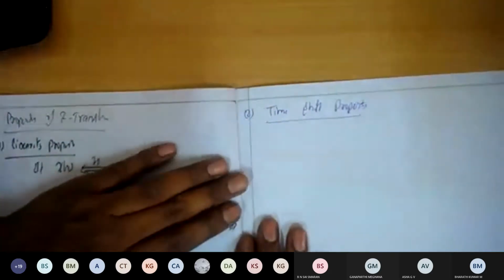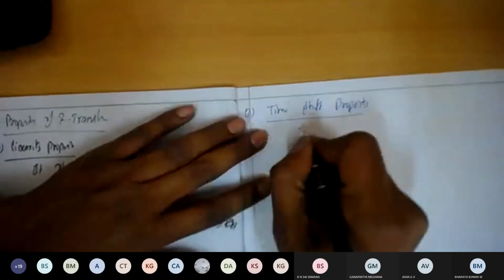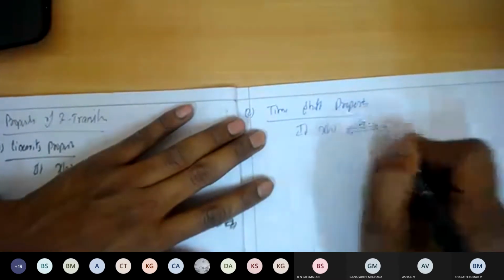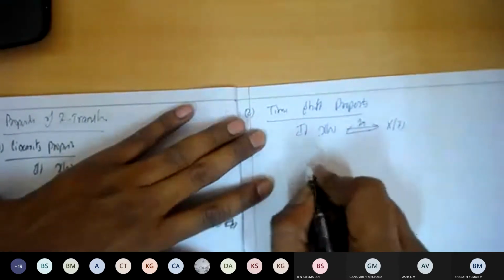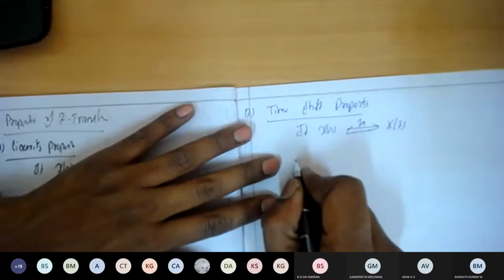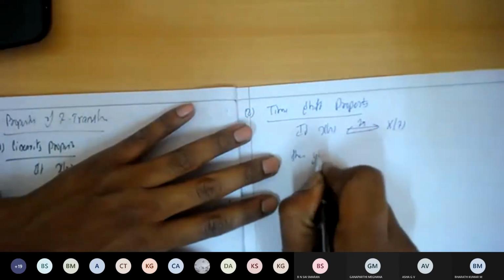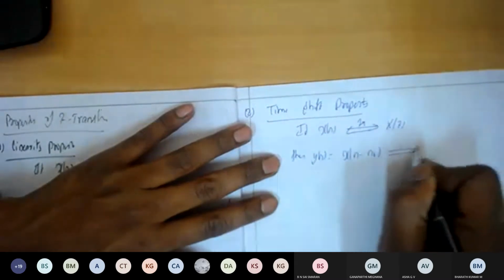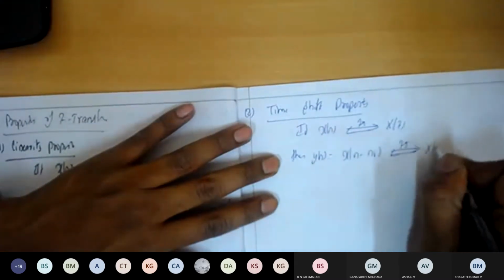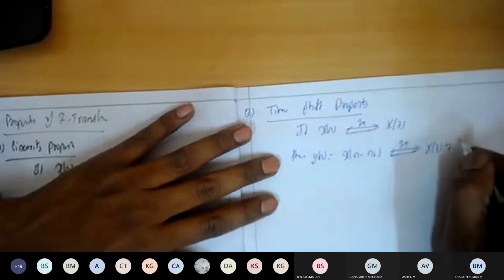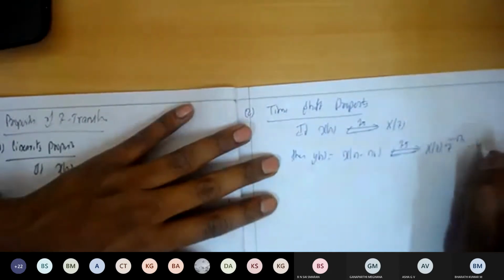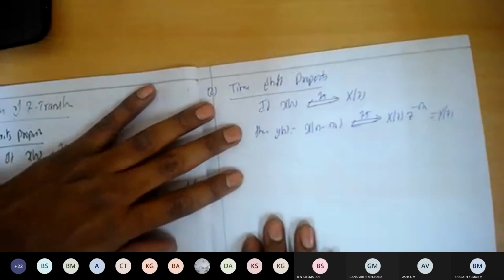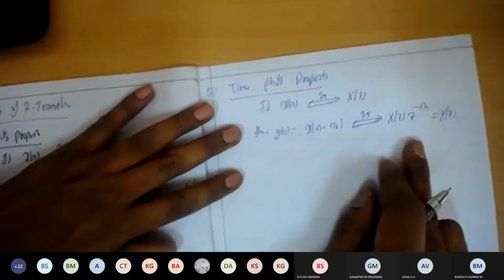Take the time shift property. It says like this. If x of n has z transform X of z, then y of n, which is nothing but the time shifted version of x of n, which is x of n minus n naught, has z transform X of z into z to the power of minus n naught. This is nothing but Y of z, the z transform of the time shifted sequence.